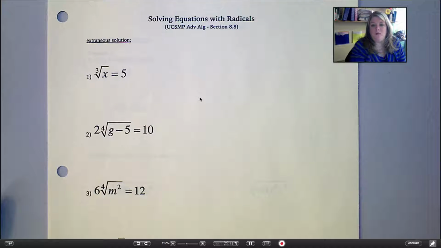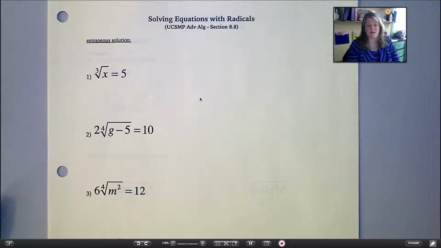Hi everyone. So today we're doing the last lesson in Chapter 8. This is on solving equations with radicals. This note sheet was with the last set of notes that I handed out to you, so that would have been on Monday. So hopefully you've got this out in front of you.